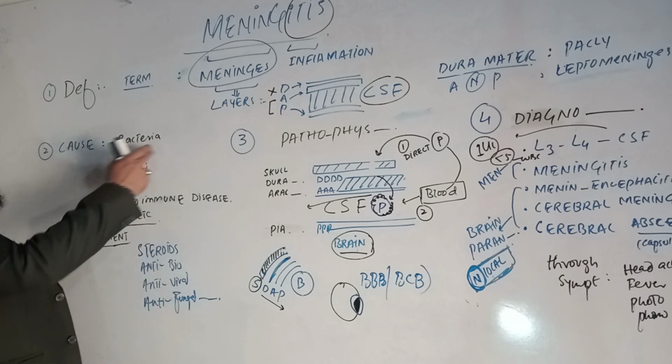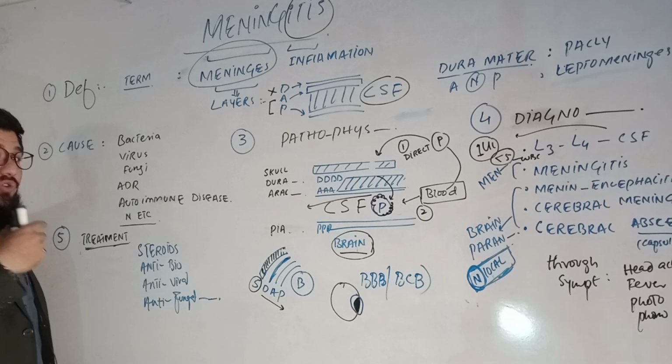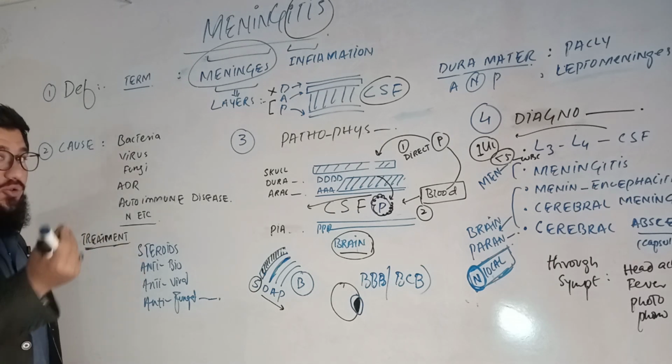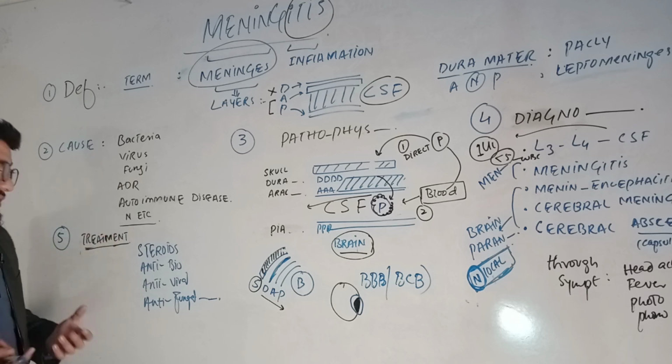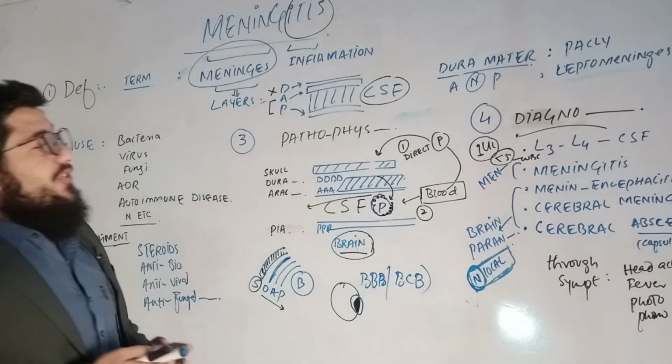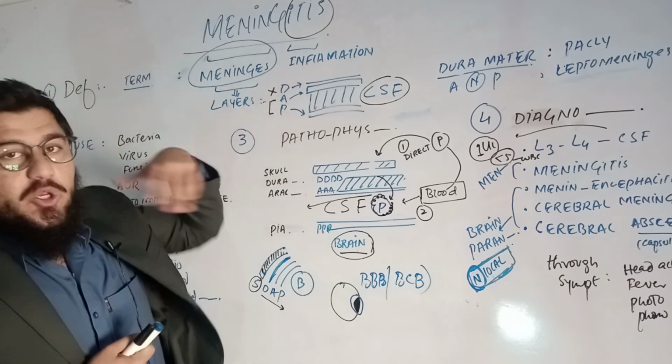Now, what are the causes? Bacteria can be the cause, and it is the very prominent cause. Virus, fungi, adverse drug reactions. Because of some drugs, you can also get meningitis. Then we have some autoimmune diseases and some other factors. Then we have the pathophysiology, how this meningitis is actually caused. Very simple. How this inflammation is actually observed.